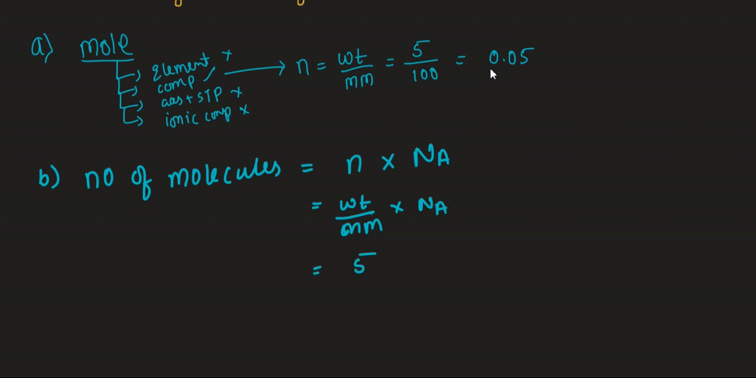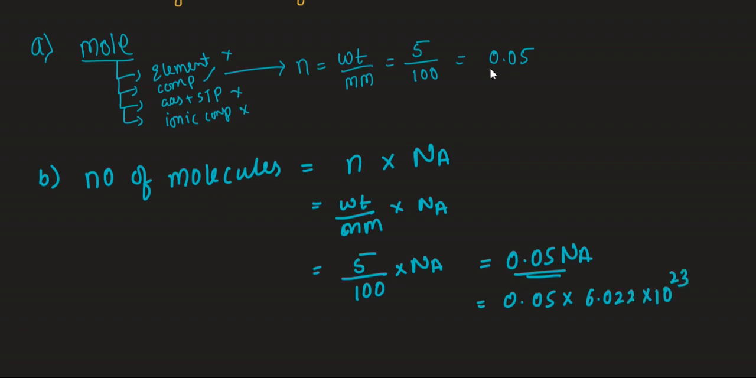So what is the given weight? 5. Molar mass is 100, into Avogadro's number. Which we can write as 0.05 times Avogadro's number. Suppose in the option, if he is asking the complete answer, then you have to go with the multiplication, which is 0.05 into 6.022 into 10 to the power 23.